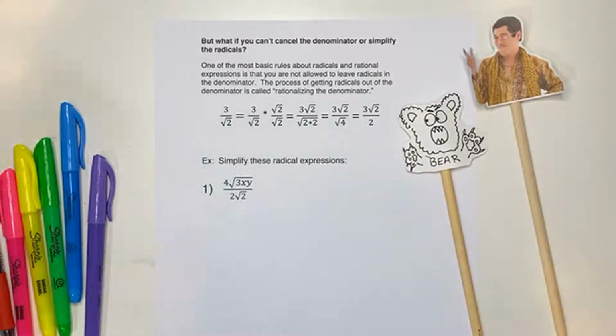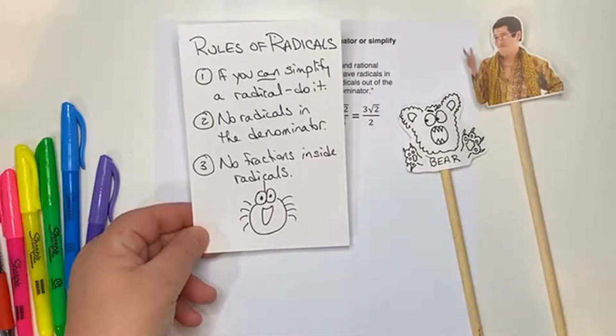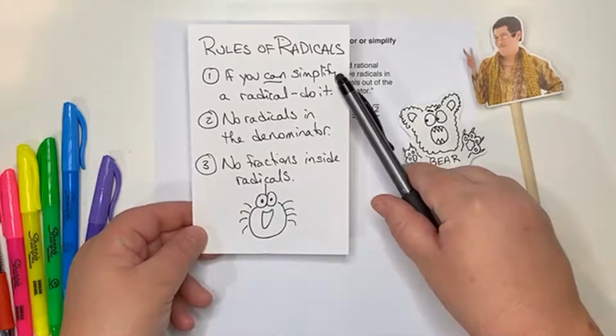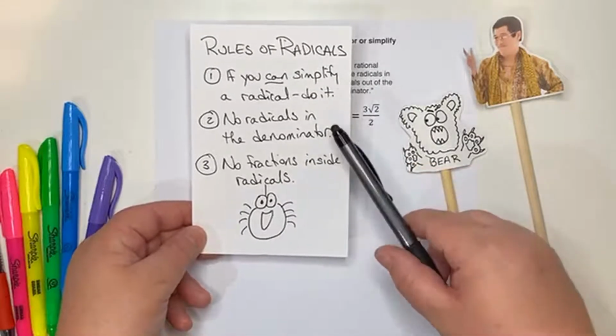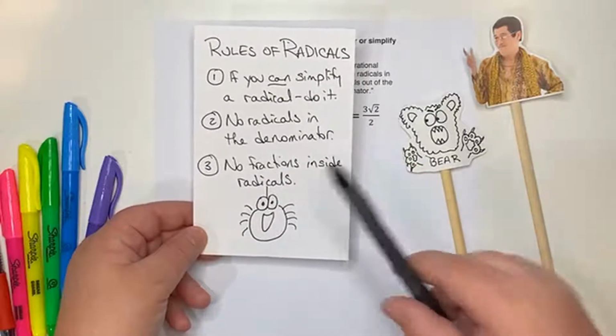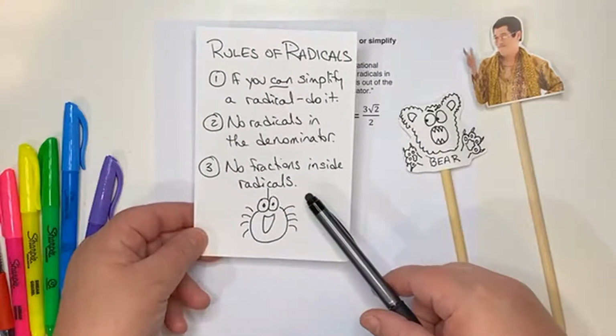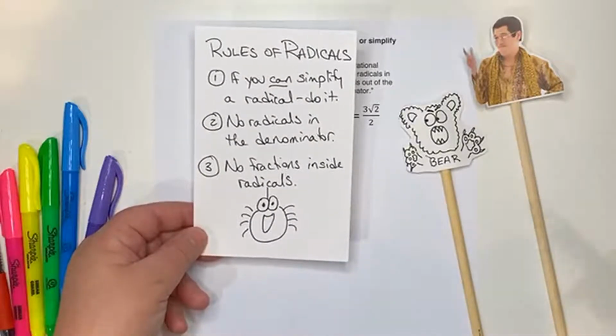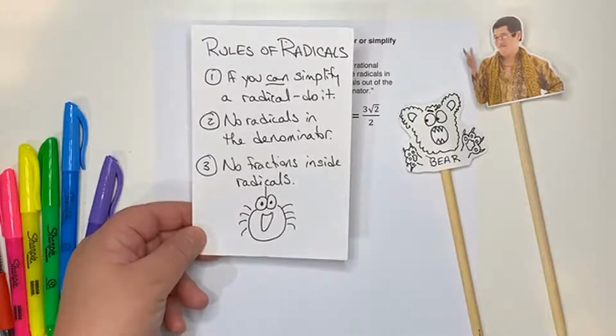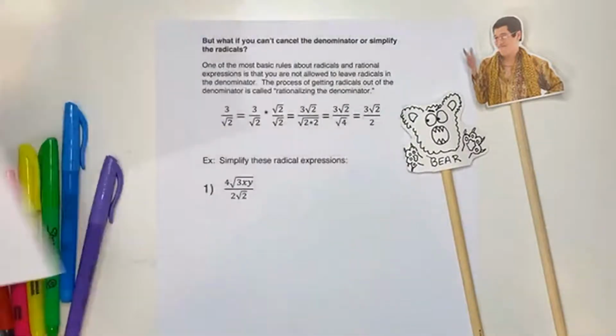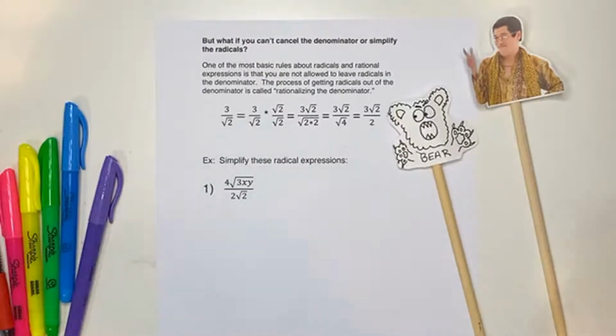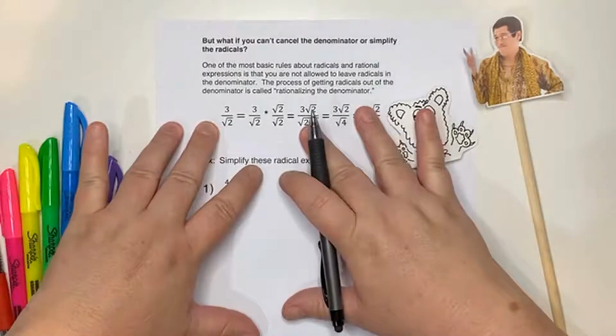So first off, on a very hastily created card, I've got the rules of radicals. If you can simplify a radical, do it. You have to. No radicals in the denominator. No fractions inside of radicals. So basically, nothing sketchy in the denominator. And if you can simplify, you are required to simplify. I know, everybody's favorite thing. Yay! That is called simplest radical form. And we're going to work on that with this problem.